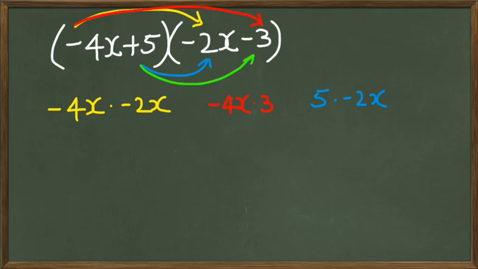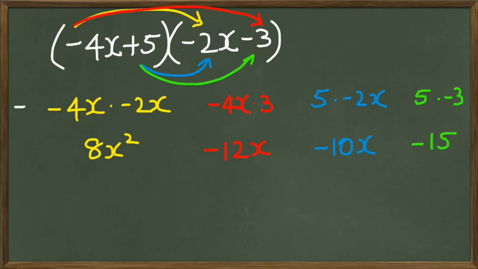Finally, your last, which is 5 times negative 3. So your answer should be, well, negative 4 times negative 2 is 8, so that's going to be 8x squared. Negative 4 times 3 is negative 12x. 5 times negative 2 is negative 10x. 5 times negative 3 is negative 15.